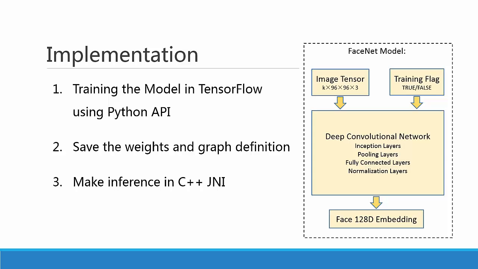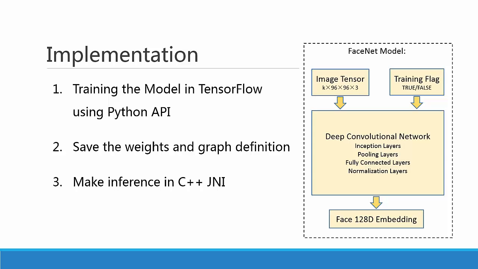For the deep learning part, first we train a FaceNet model in TensorFlow using Python API. In the FaceNet model we train, the inputs are two tensors, the input image and training flag. The input image is a tensor for four-dimensional image data. The training flag is a tensor of a single binary value. We can set it to true when we want to enable training, and set it to false when we want to do testing.